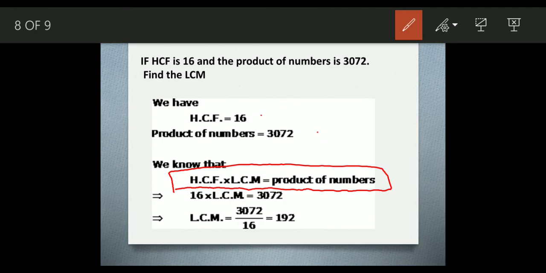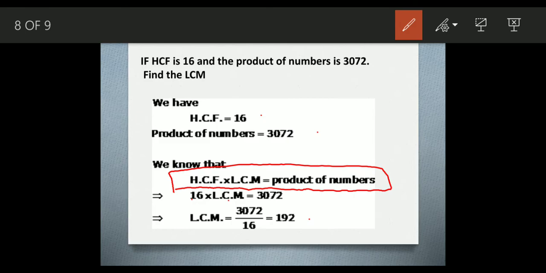Now write the formula. HCF into LCM is equal to the product of numbers. Now substitute the values. HCF is 16, so write that there. Do I know the LCM? No, so write LCM as it is. 16 into LCM equals the product, 3072. Now I need to find the LCM, so let LCM remain as it is. Bring this 16 to the opposite side. In multiplication, when it comes to the opposite side of the equal sign, it becomes division. So 3072 by 16. When you do the normal division, what do you get? My answer is 192.